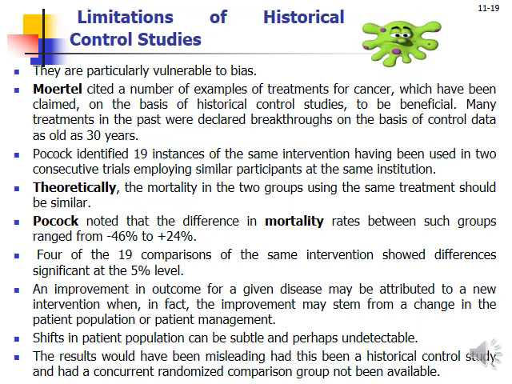An improvement in outcome for a given disease may be attributed to a new intervention when in fact the improvement may stem from a change in the patient population or patient management. Shifts in patient population can be subtle and perhaps unpredictable. The results would have been misleading had this been a historical control study and had a concurrent randomized comparison group not been available.